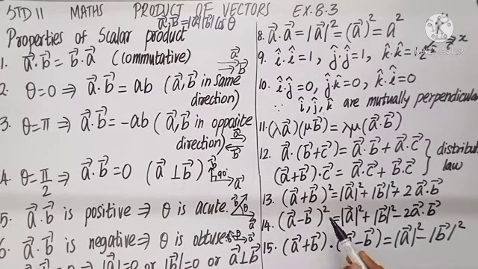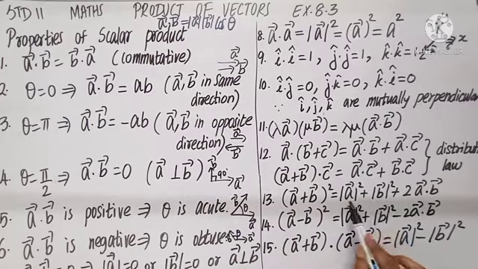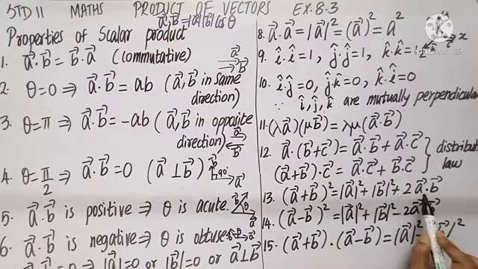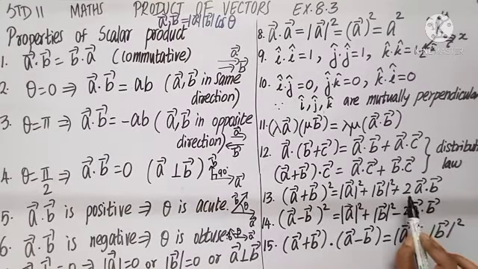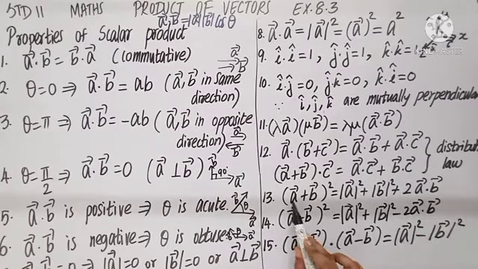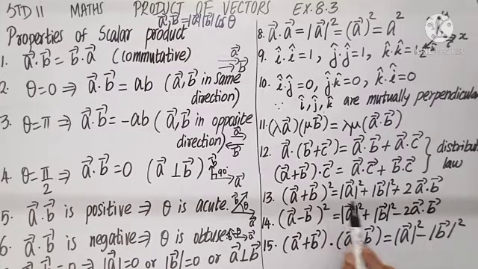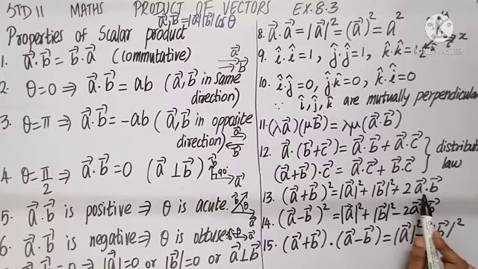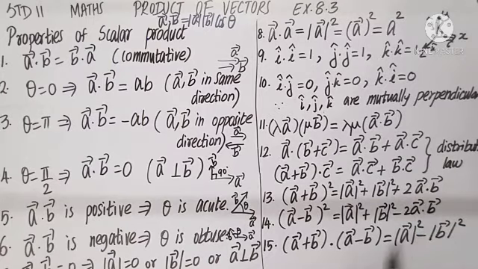We know the algebraic identity (A plus B) the whole square. As I apply it in vectors, it becomes A square plus B square, they are all modulus squares. But here, do not simply write 2AB; rather, it is 2 times A dot B. So what is (A plus B) the whole square? Mod A square plus mod B square plus twice vector A dot vector B.